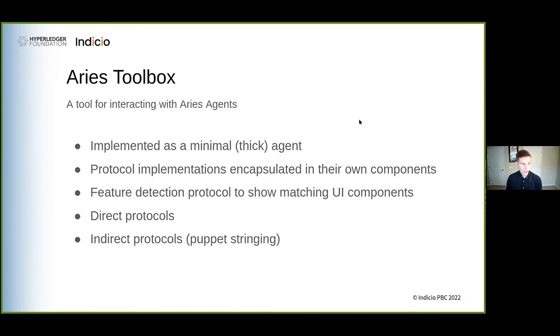The Aries Toolbox is a minimal, or again, using that gradient of complexity term, thick, agent. It has protocol implementations that are encapsulated into their own components, meaning it's pretty easily extensible if you ever wanted to add your own features to the toolbox. It also makes use of a feature detection protocol to determine what the connected agent is able to do, and then adjust the UI to match those detected features.